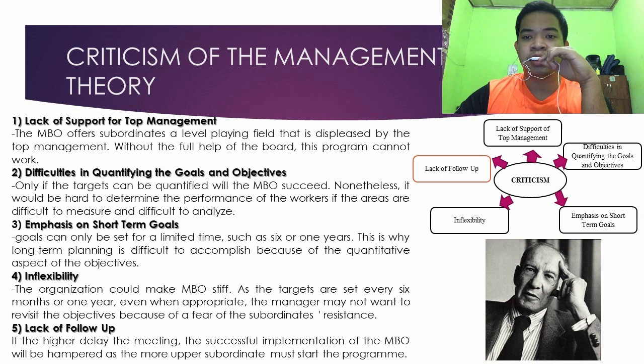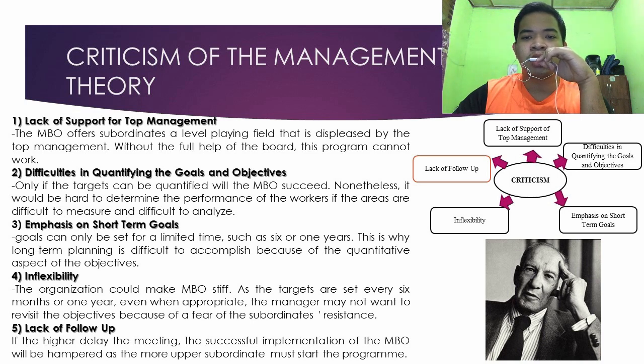So third is about emphasis on short-term goals. Under MBO, goals can be set for a limited time, for example 6 months to 1 year. This is why long-term planning is difficult to accomplish because of the quantitative aspect of the objective. When the subordinate's performance is measured every 6 months or 1 year, they prefer to focus on the immediate goal without considering the company's long-term objective. This emphasis on short-term objectives runs counter to organizational effectiveness and productiveness, and it is not a positive indication.